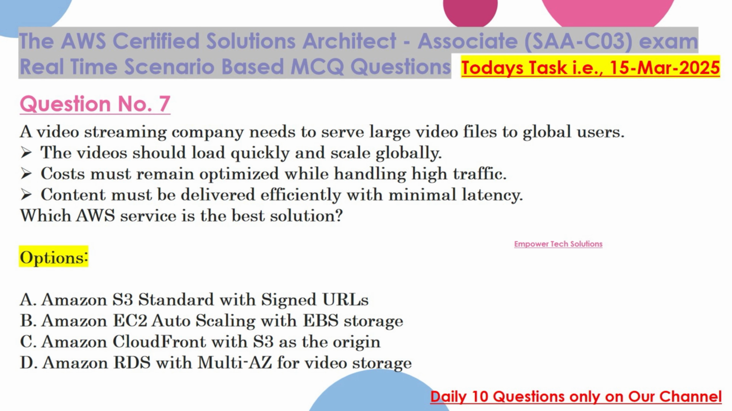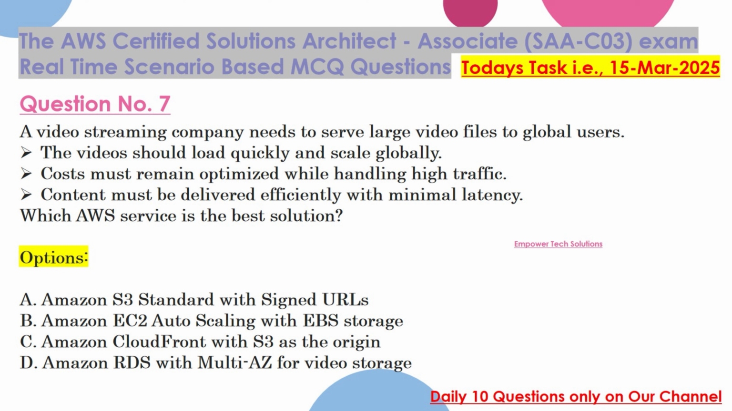Question 7. A video streaming company needs to serve large video files to global users. The videos should load quickly and scale globally. Costs must remain optimized while handling high traffic. Content must be delivered efficiently with minimal latency. Which AWS service is the best solution?